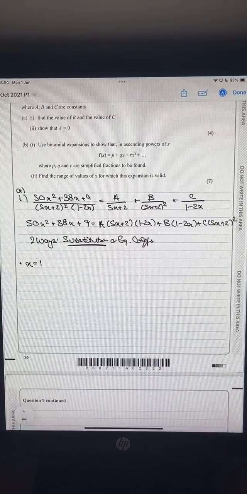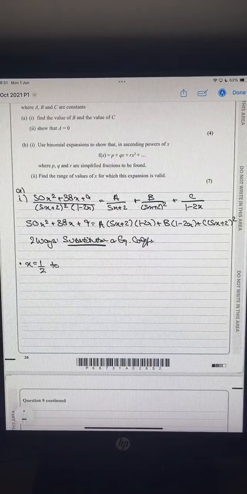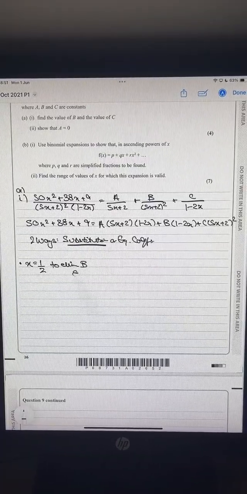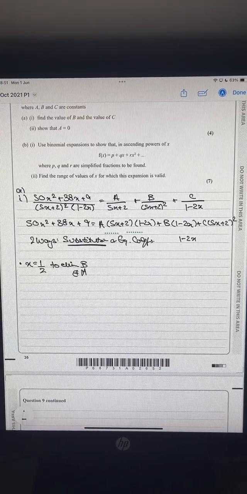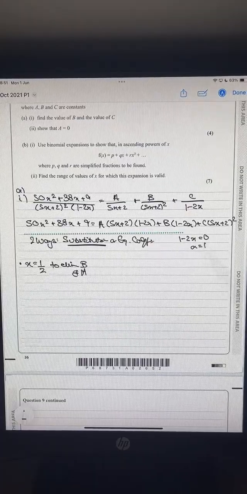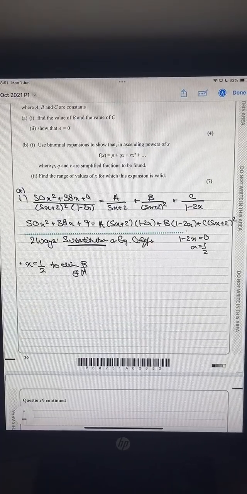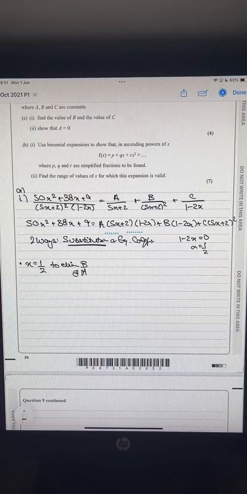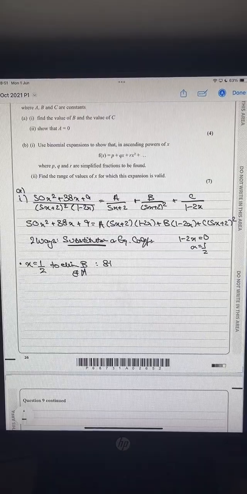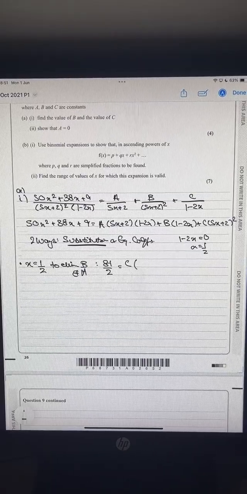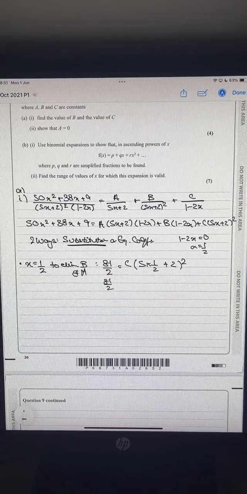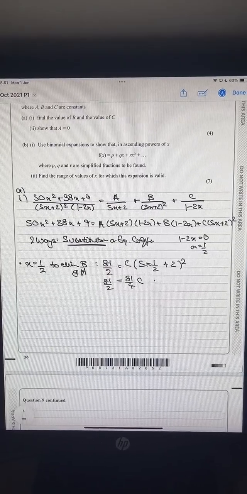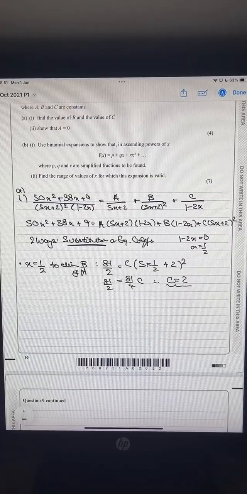For the first one, x is going to be equal to a half, because I want to eliminate B and A. Because if x is equal to a half, I have 1 minus 2x is equal to 0, so this whole bracketed thing here would be 0, so then B would go away. So then I get the left-hand side, subbing in x equals a half, I get 81 over 2 is equal to C times (5 times a half plus 2) squared. 81 over 2 equals 81 over 4 C, and therefore C is equal to 2. So that's my first answer.